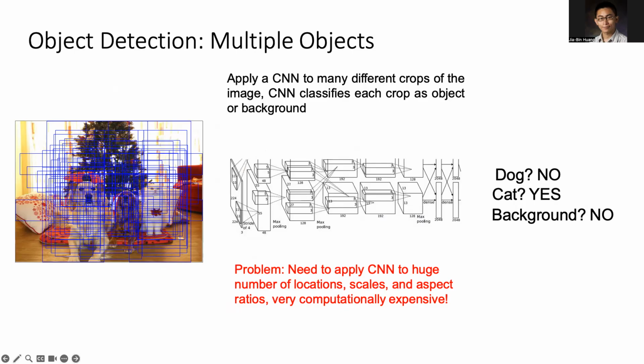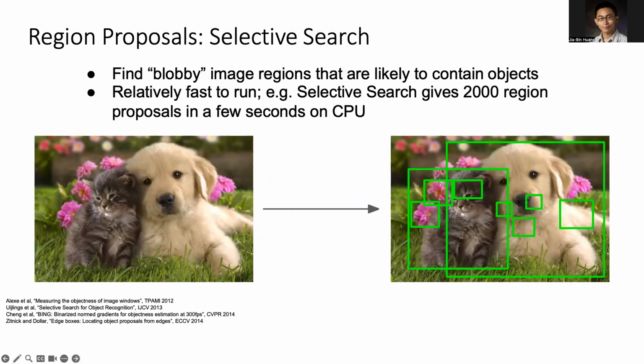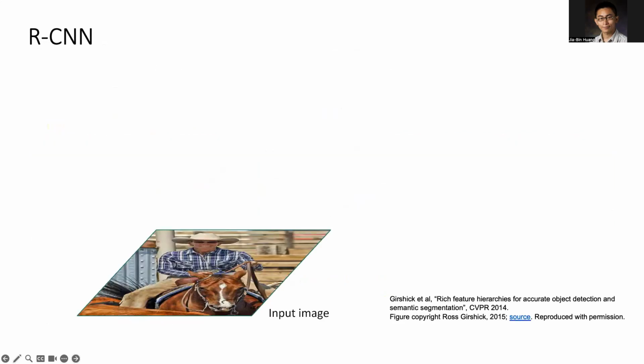Okay. So fortunately, at that time, computer vision people had some methods that can provide maybe 1,000 or 2,000 bounding boxes that are potential candidates for an object. Okay, so there are some off-the-shelf methods that can do this. All right. So how does a method work like this?